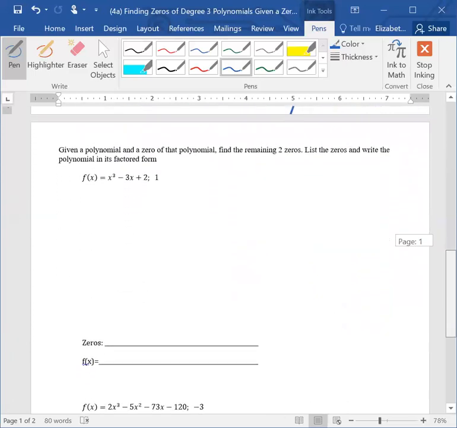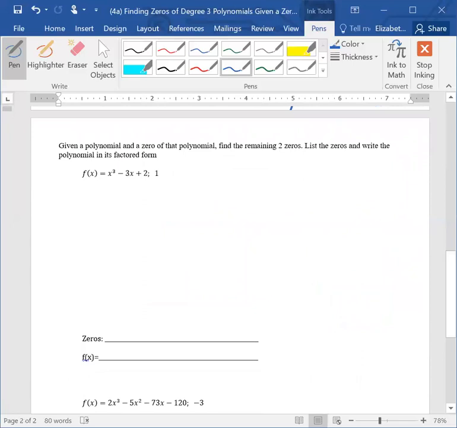All right, next one. A little extra complexity, but nothing too bad, all right? So given a polynomial and a zero of that polynomial, so they're not giving me the factored form at this point, they're just giving me a zero of that polynomial, find the remaining two zeros, and then list the zeros and write the polynomial in its factored form.